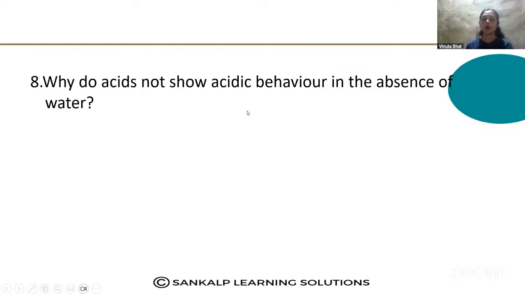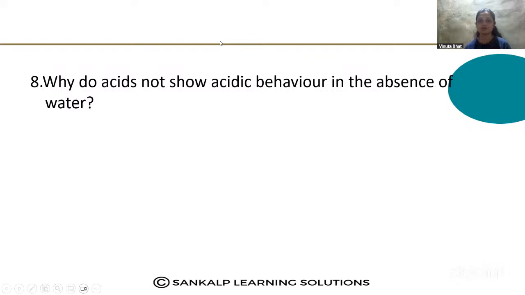Next question. Why do acids not show acidic behavior in the absence of water? This question I have discussed already, right? Why do acids not show the acidic behavior in the absence of water?